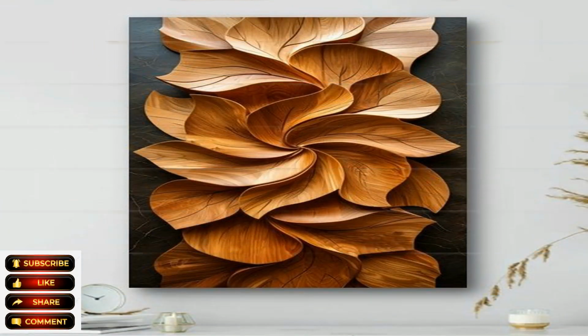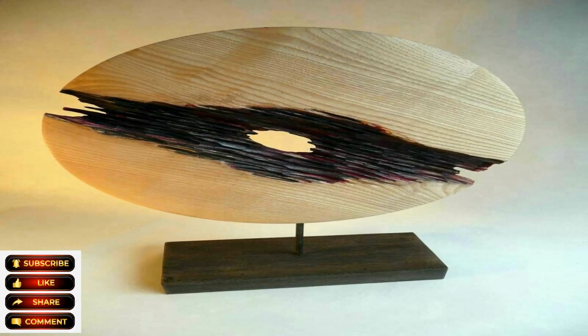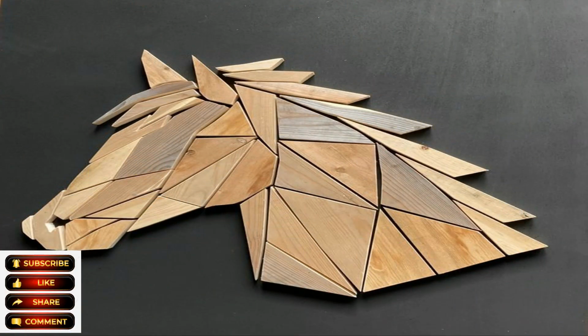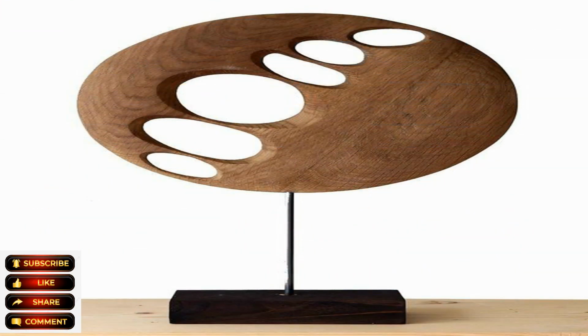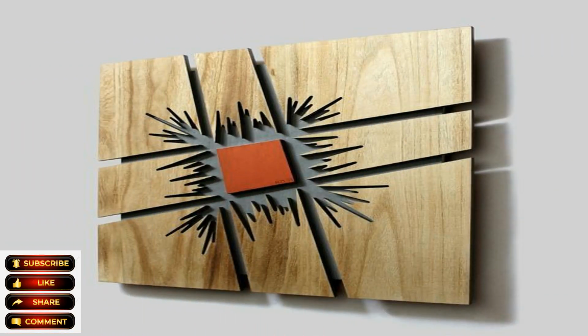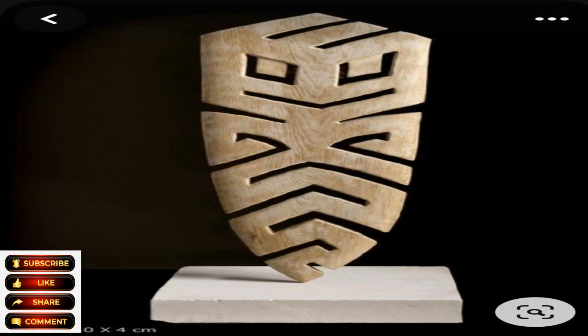How can I determine my target audience's preferences for wood art? Determining your target audience's preferences for wood art involves a combination of research and engagement. Here are some effective strategies. 1. Market research. Analyze competitors. Study similar businesses to see what types of wood art are popular. Look at their customer reviews and social media engagement.